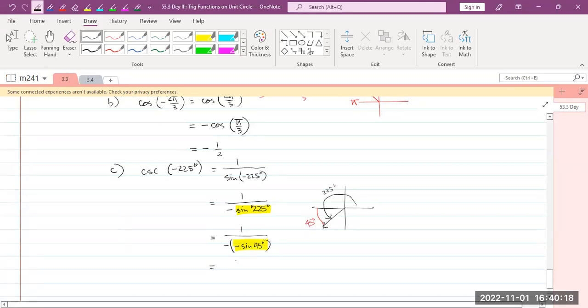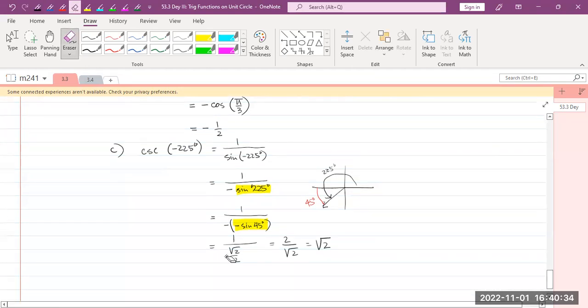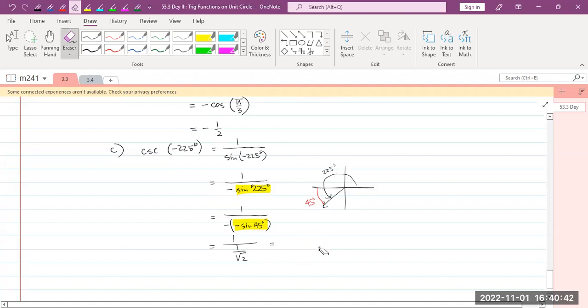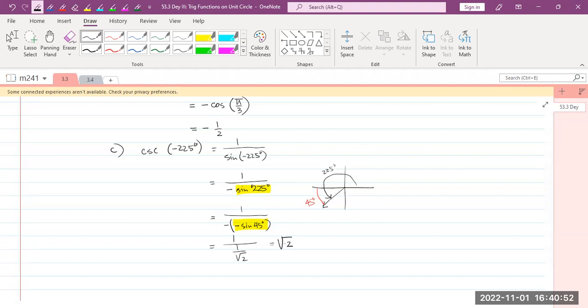Negative and negative becomes positive. We just have sine 45 degrees, which is radical 2 over 2, which simplifies to be 2 over radical 2, which is simply radical 2. In fact, I actually prefer to write it this way. The sine 45 degrees is 1 over radical 2. And the reciprocal of that, therefore, right away is simply radical 2. Okay. These are the 3 questions that we can use directly from here.